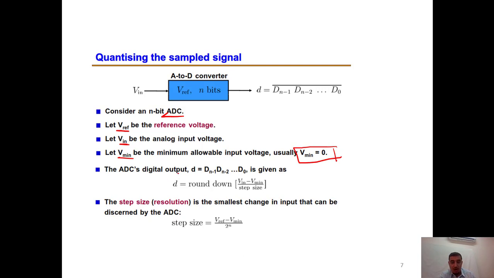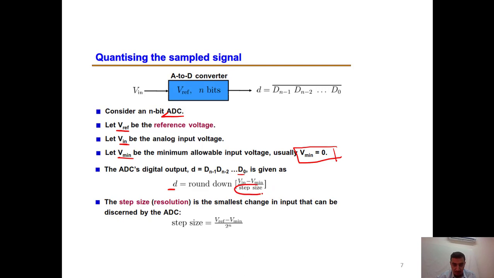Then the analog to digital output is basically d(n-1), d(n-2) up to d0. And once more, the d is the round down of Vn minus V minimum over the step size. This is the analog to digital output. Rounded, of course. Yani, we get an analog value. How do we get its representation in digital? We are going to get the round down of Vn minus V minimum over the step size. So what is the step size?